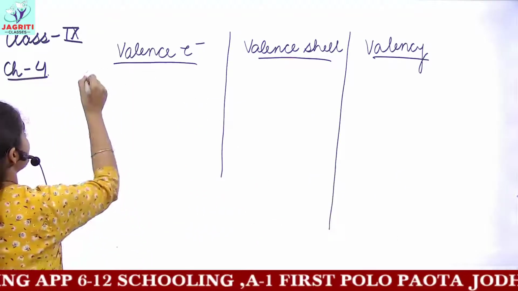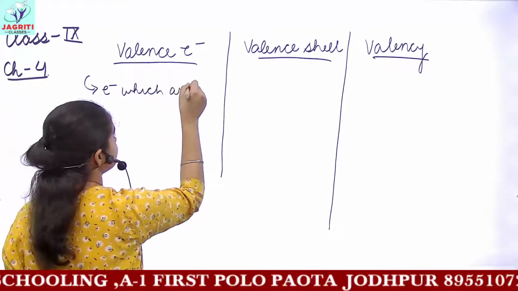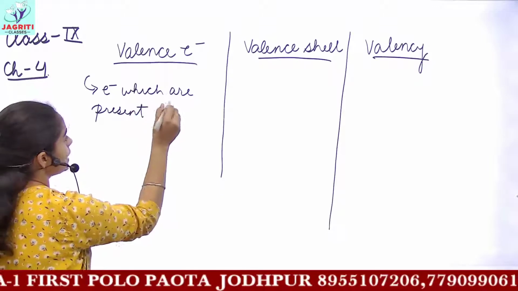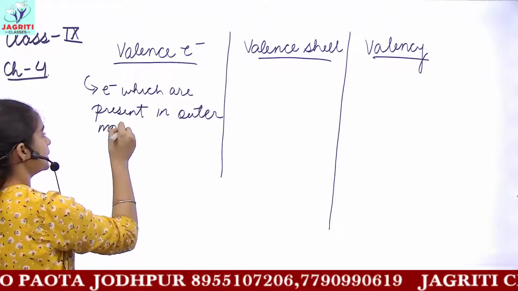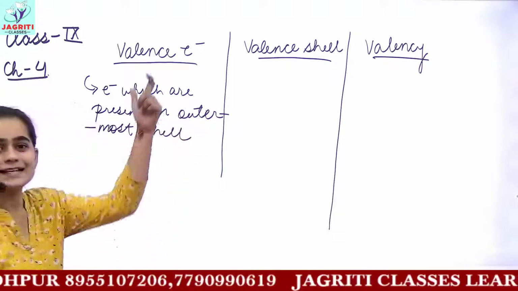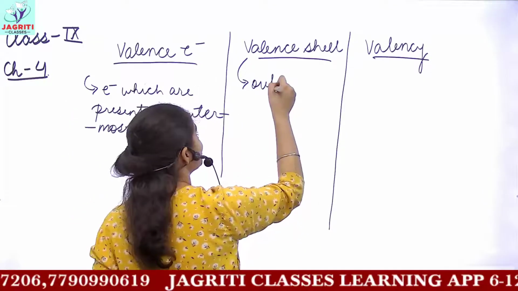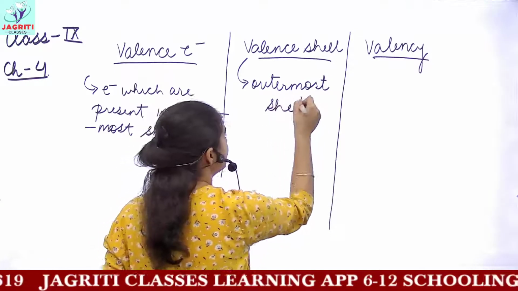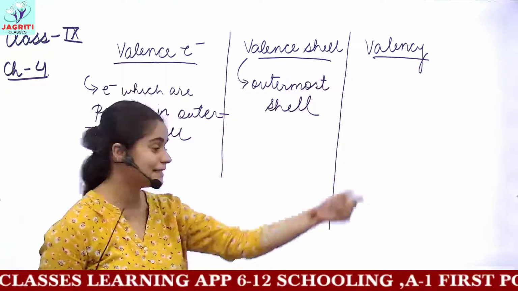Valence electrons are the electrons which are present in the outermost shell, the outermost orbit you can say. Electrons present in your outermost shell are called valence electrons, and valence shell means obviously the outermost shell. Valency we will discuss later. First you see what you mean by valence electron and valence shell.